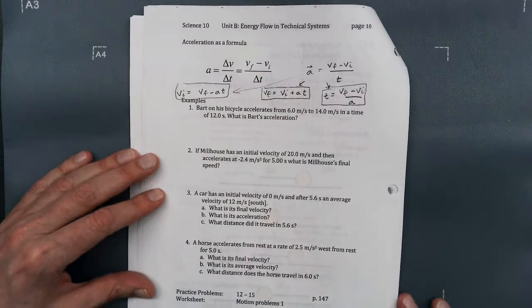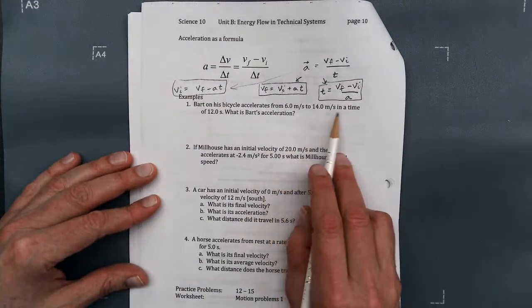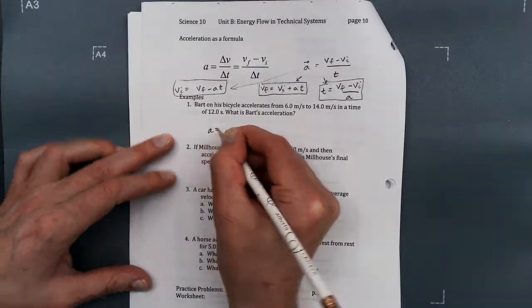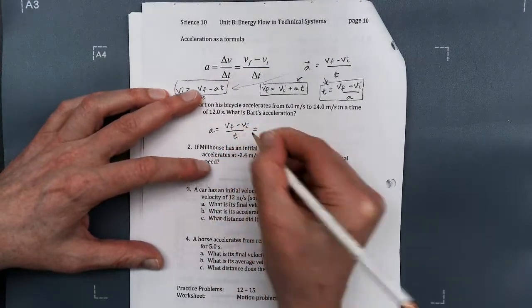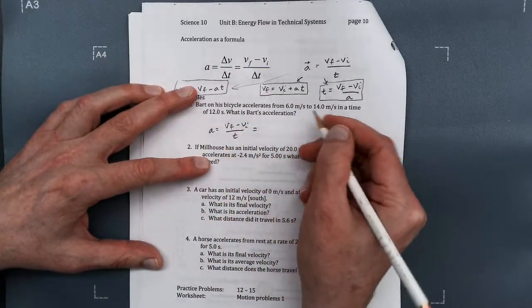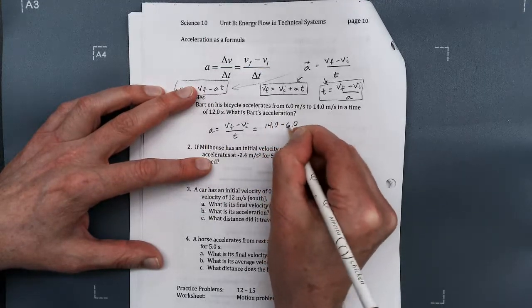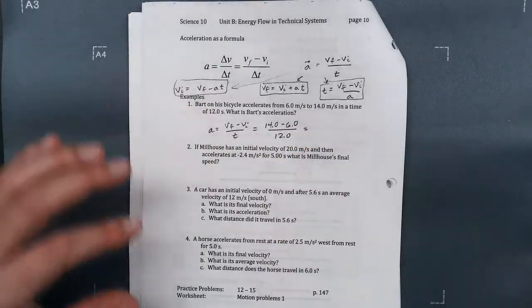All right, here's some examples for you. Barton's bicycle accelerates from 6 meters per second to 14 meters per second in a time of 12 seconds. What is his acceleration? We write down the formula. We substitute in what we have. It's going from 6 to 14, so the final is 14, the initial is 6, and the time interval is 12 seconds. And now the calculation.